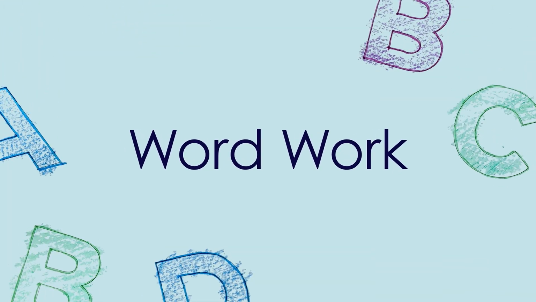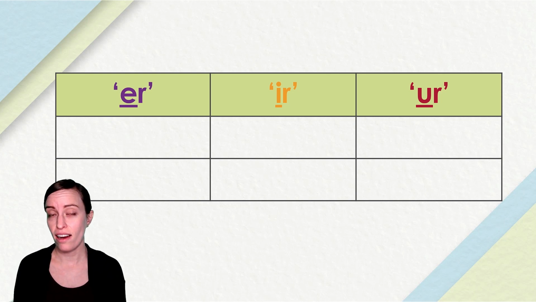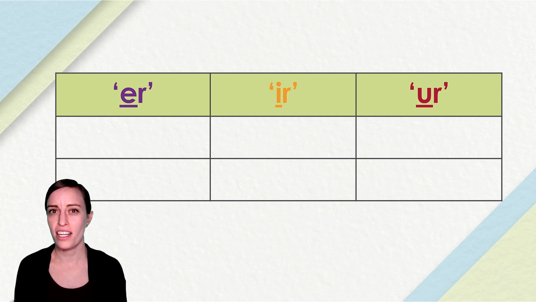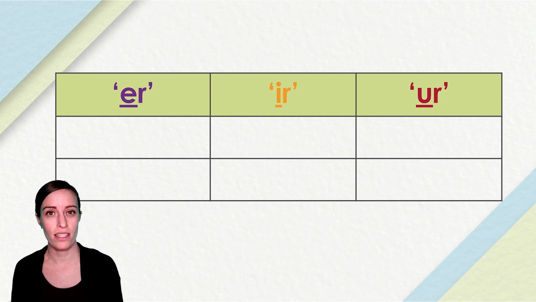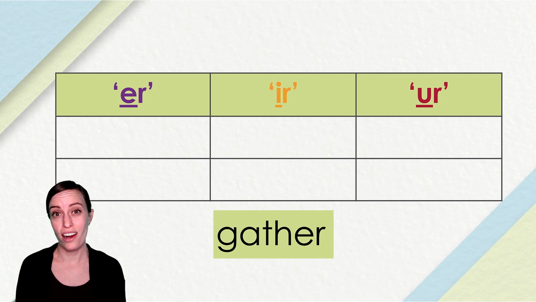Word work! Let's play Sort It Out. Each of today's words will contain the R-controlled sound. However, the sound can be made 3 different ways: ER, IR, and UR. As we look at each word, we'll figure out which R-controlled vowel is making that sound. Here is our first word, gather. Which spelling of the R-controlled sound do we see in this word?